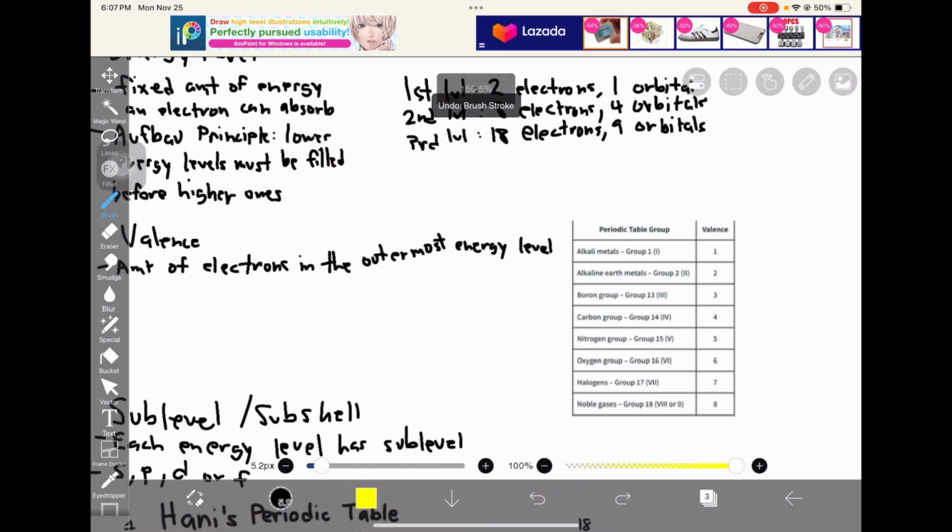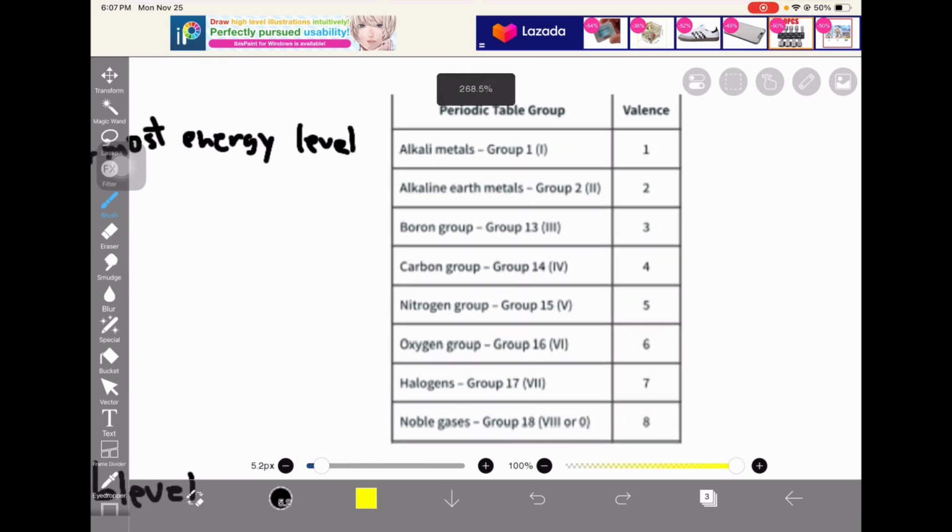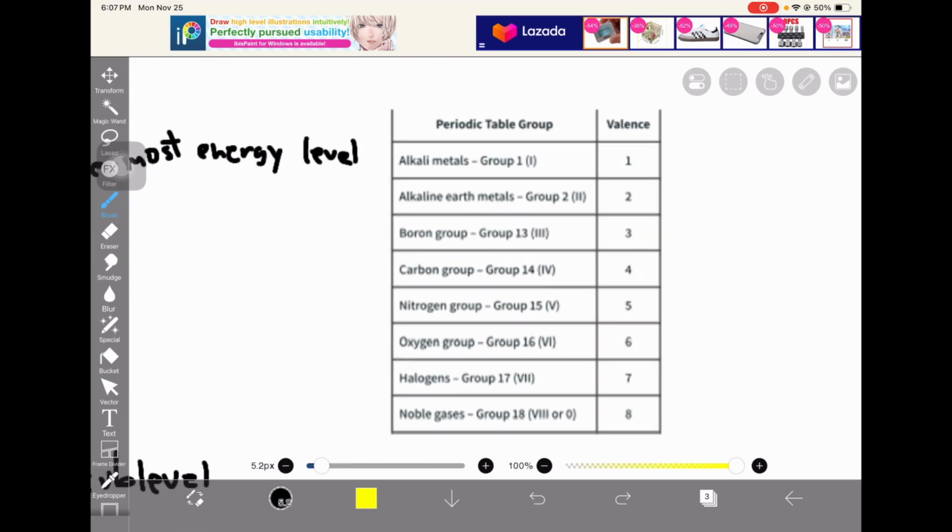Another thing to note is the valence, which is just the amount of electrons in the outermost energy level. It is using this formula right here. Not really a formula, but just study the table. Basically, you just count left to right using the groups, but you have to skip the transition metals.